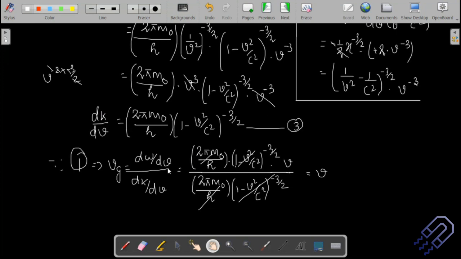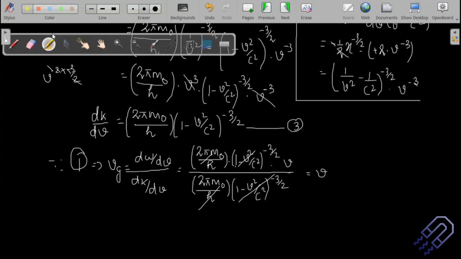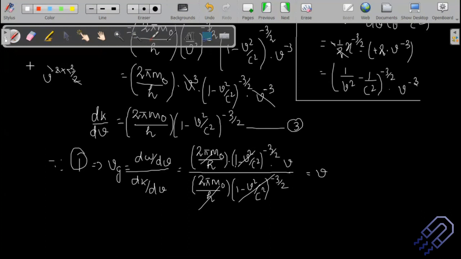So maybe up to 5 marks for this. You have to write down all the steps. Sometimes you have to use some sentences. I have not used much, but I think you are smart enough to use some sentences there. Therefore vg is equal to v. This v that we are talking about is not the phase velocity, it is the velocity of the particle. So if you understand this, this is very simple.